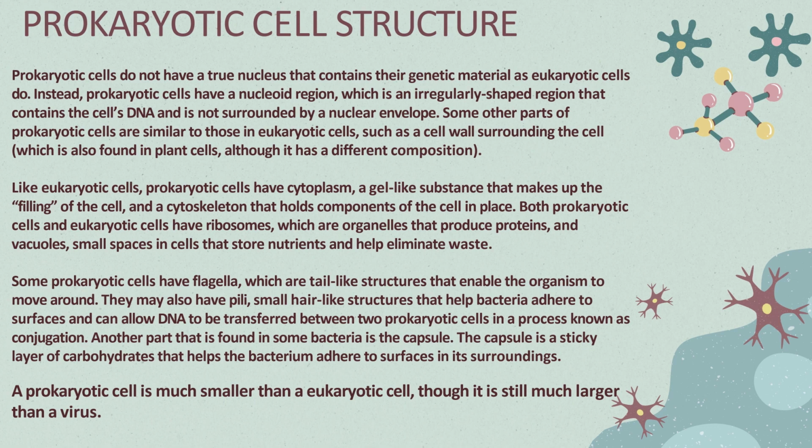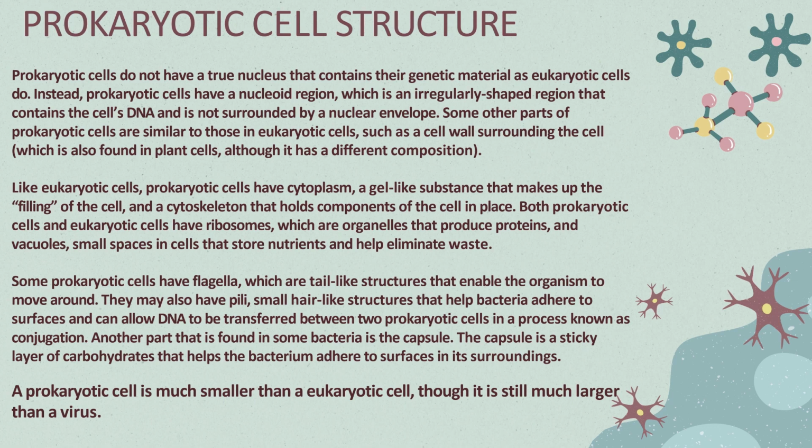Like eukaryotic cells, prokaryotic cells have cytoplasm, a gel-like substance that makes up the filling of the cell, and a cytoskeleton that holds components of the cell in place. Both prokaryotic cells and eukaryotic cells have ribosomes, which are organelles that produce proteins, and vacuoles, small spaces in cells that store nutrients and help eliminate waste.